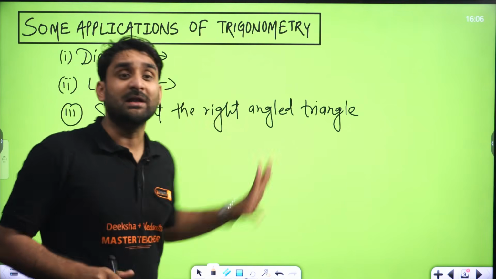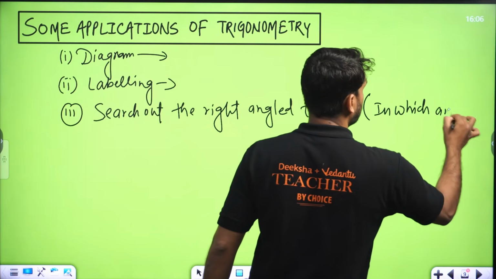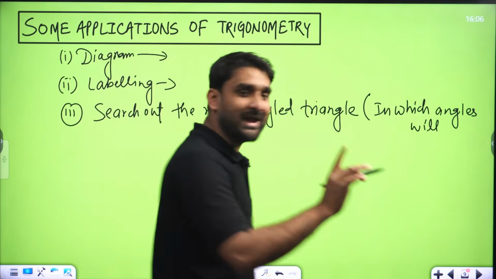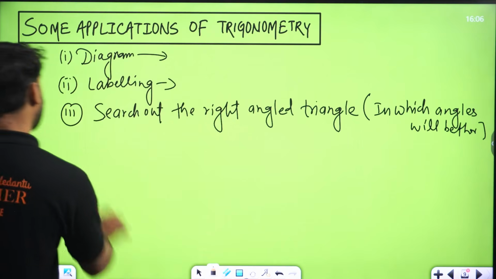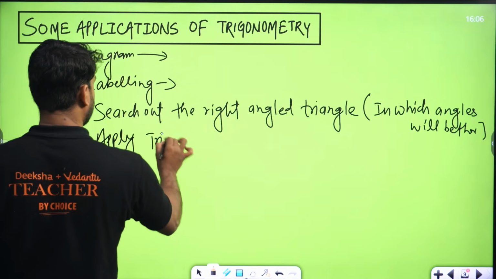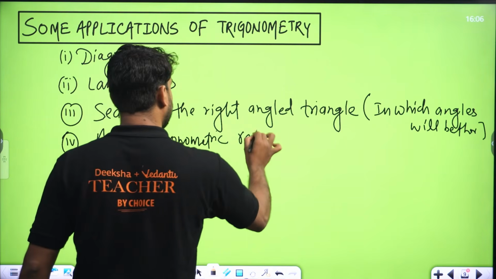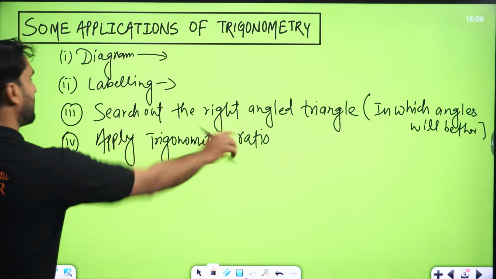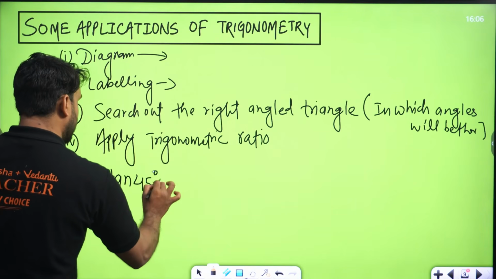Now find out the right angle triangle in which angles will be there. Select that right angle triangle in which angles will be there. If you get the right angle triangle, you can apply trigonometric ratio. The fourth point is to apply trigonometric ratio according to your need: tan theta, sin theta, cos theta depends on the question. And the sixth very important thing is that the tan values play a very important role.